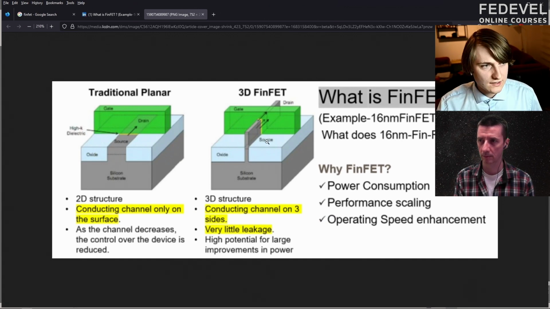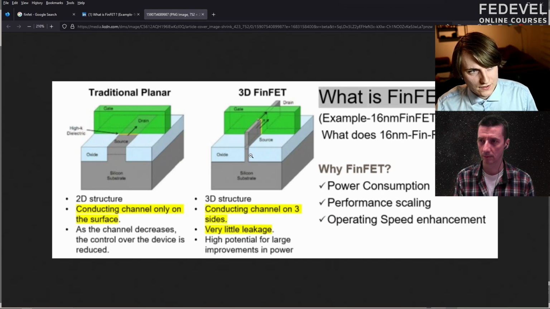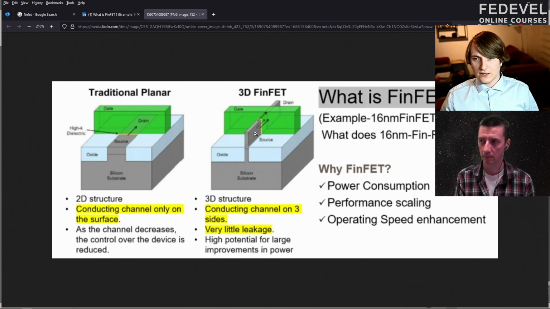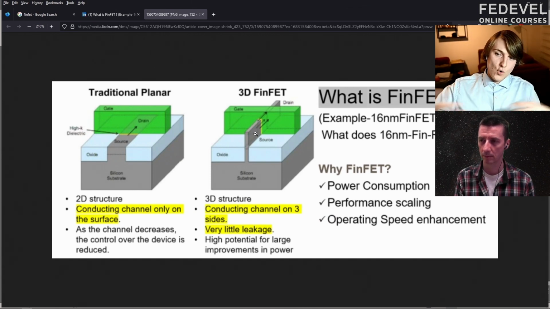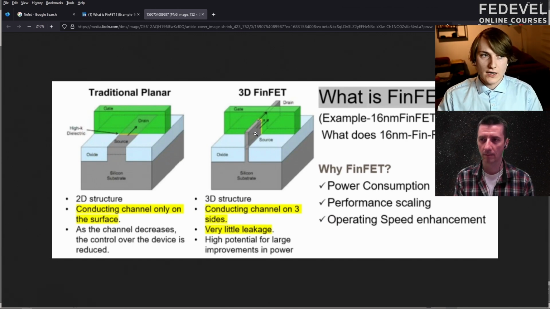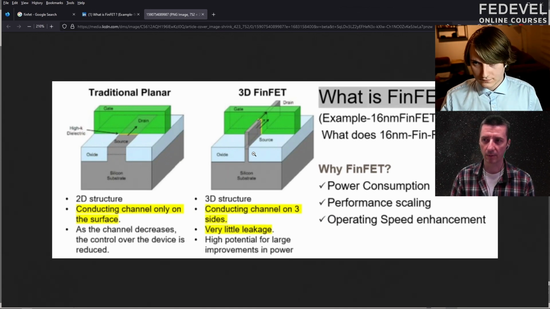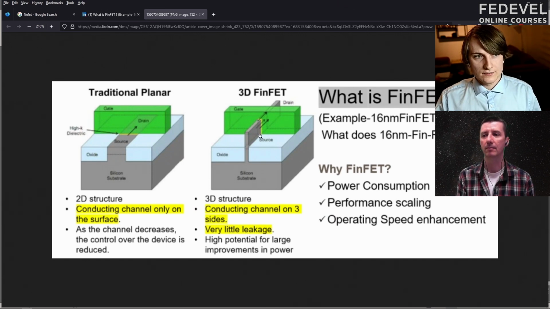So what they did instead is they wrap the gate around a fin. They build a fin in 3D, and then they wrap the gate around it. This way you can get higher density and better transistors without requiring the physical area occupied by a single transistor to be larger. And these perform better. And it's called a fin because it looks like fins. It's a fin, exactly.